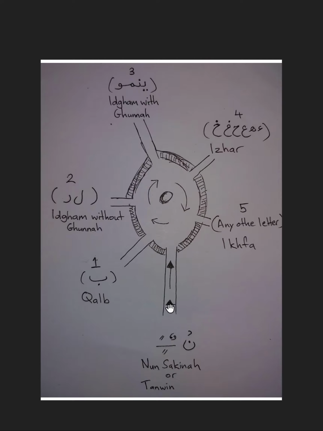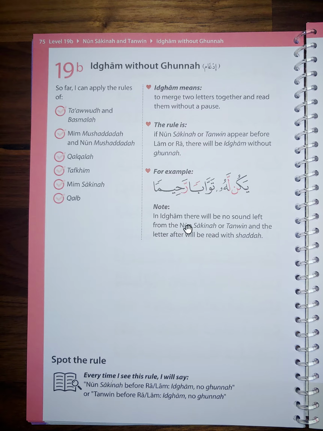Also, remember the roundabout example I gave you. Whenever you see a Nun Sakina or Tanween, you will stop and you will think. If it is a ba after it, you will take the first exit and do qalb. If it is not a ba, you will carry on and you will see, now is it a lam or a ra, which will mean you take the second exit, which is called Idghām without Ghunnah, and that's the rule we are covering in this video. Now, if Nun Sakina or Tanween are followed by a Ra or Lam, then we have Idghām without Ghunnah.